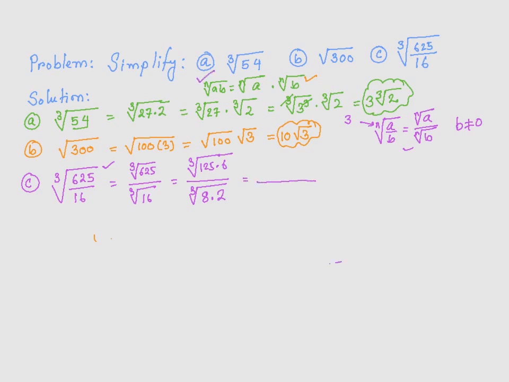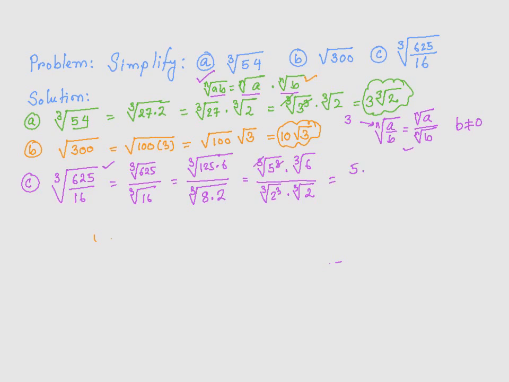Now this time, to simplify, I'm going to use this formula: nth root of AB is equal to nth root of A times nth root of B. So it's going to be cube root of 125, but 125 is 5 cubed, then cube root of 6. Then in the bottom, I have cube root of 8, but 8 is 2 cubed, times cube root of 2. Now if I simplify it further, this cube and cube root are going to cancel out. That's going to give me 5.